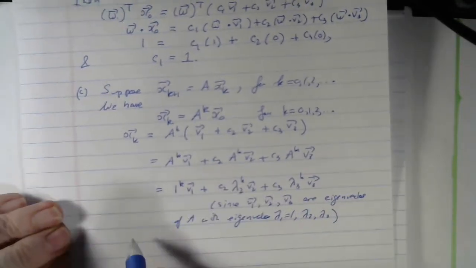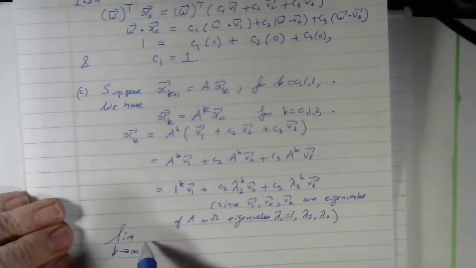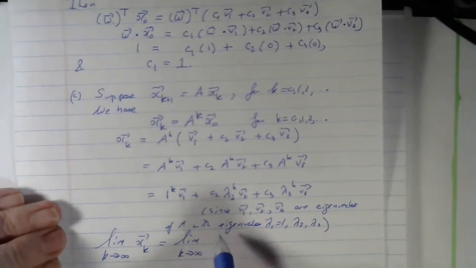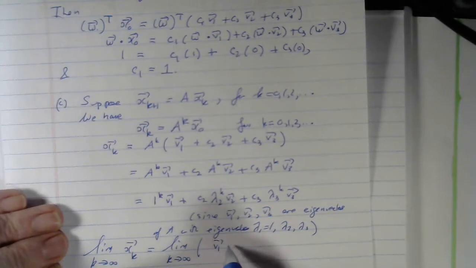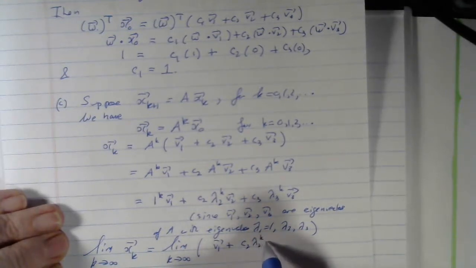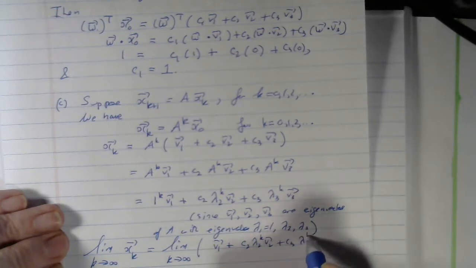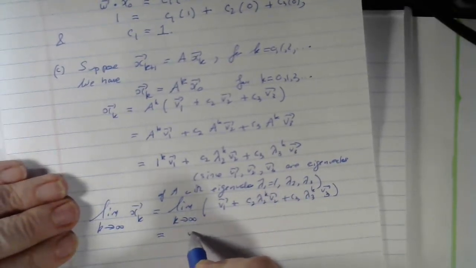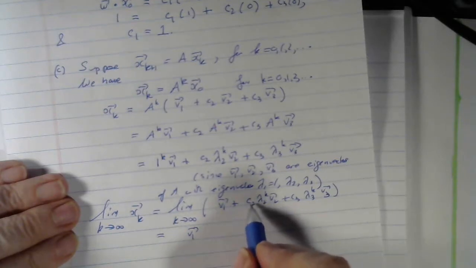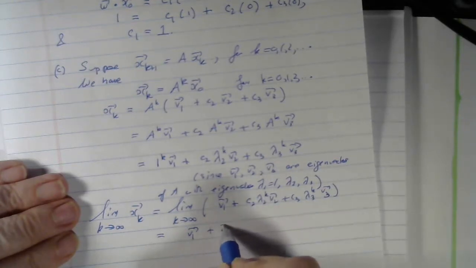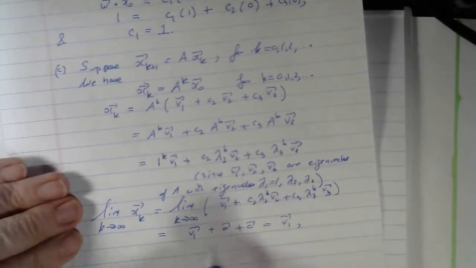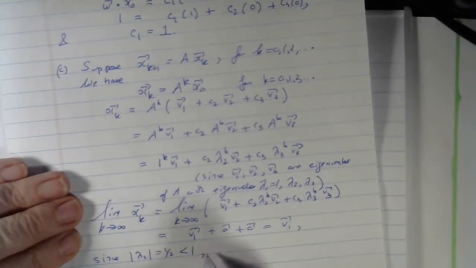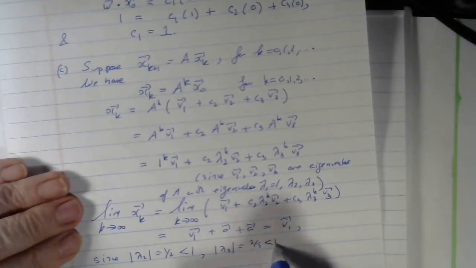Okay, so now we can take the limit as k goes to infinity of x sub k, which will be the limit as k goes to infinity of, so the first term is just v1, and then we have c2 lambda 2 to the k v2 plus c3 lambda 3 to the k v3. Now, this is just constant, so that's v1. The limit of these two will be the 0 vector, and that simplifies to v1 since the absolute value of lambda 2 is a half, which is less than 1, and the absolute value of lambda 3, which is 2/5, is less than 1.